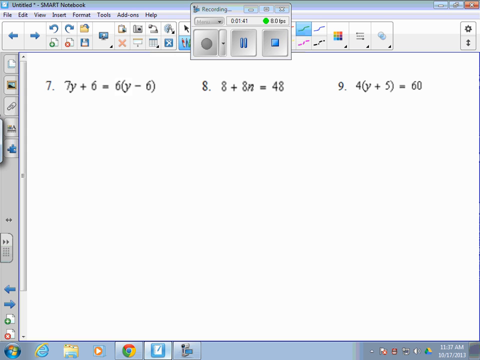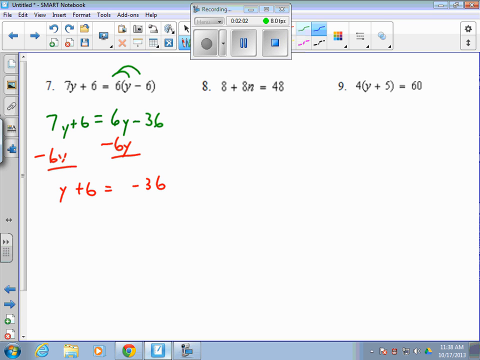Number 7 says 7y plus 6 equals, we have to distribute 6 times y is 6y, and 6 times negative 6 is negative 36. So we have variables on both sides. Put your smaller variable 6y to your left by subtracting 6y. It leaves you with 1y on the left plus 6 equals negative 36. Get rid of plus 6 by subtracting it on both sides, and y equals negative 42.